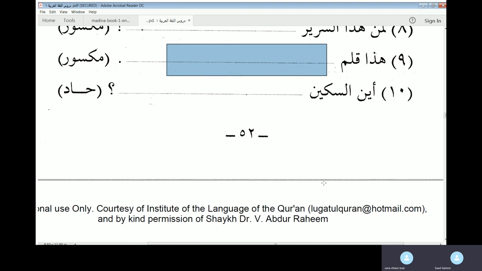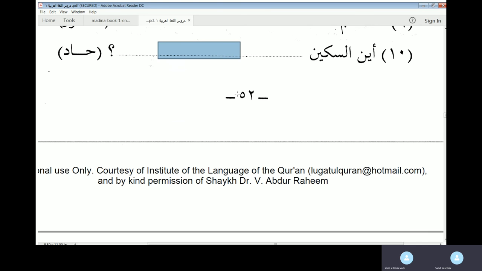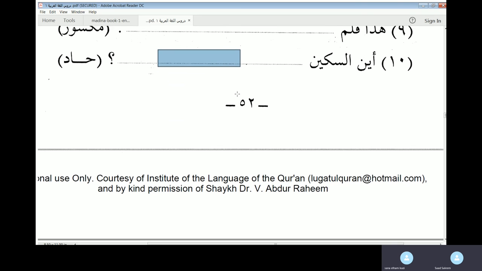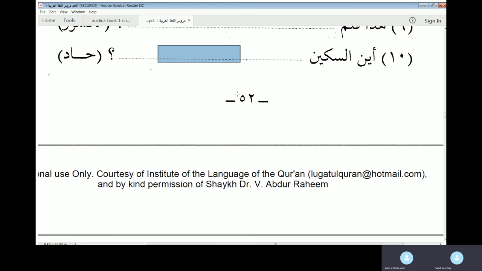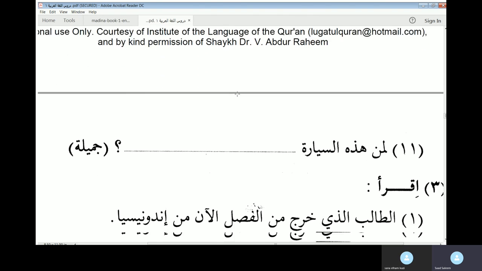Haza khalamun maksurun. This is a broken pen. Aina sakinul hadu. Where is the sharp knife? Okay.